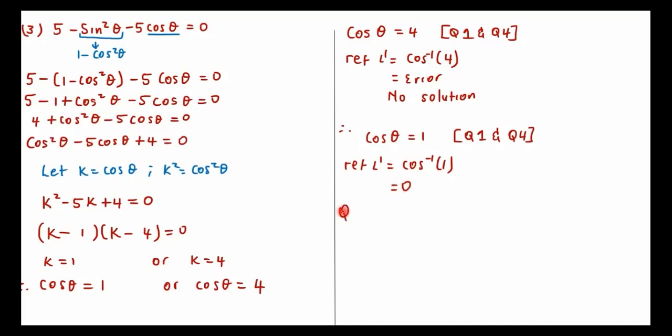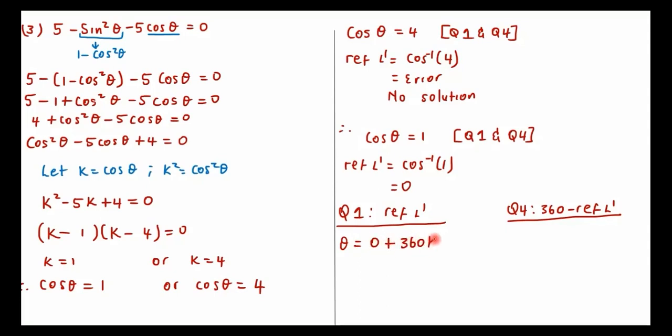So this means now in the first quadrant, we're expecting to have what? Expecting to have the reference angle as our reduction. And then in quadrant 4, we're expecting to have 360 minus reference angle as our reduction. So therefore theta, which is our general solution, equals 0 plus the period for cos, which is 360k, where k is an element of integers. And then on the fourth quadrant, theta is going to be 360 minus 0, which is just 360, plus 360k, where k is an element of integers. All right, so that is the third part.